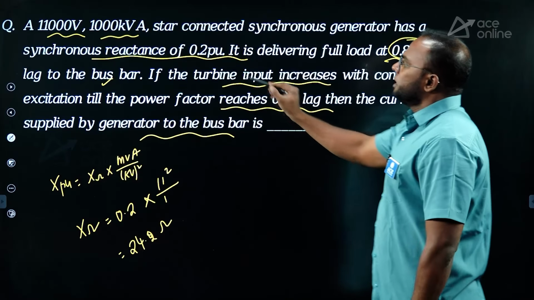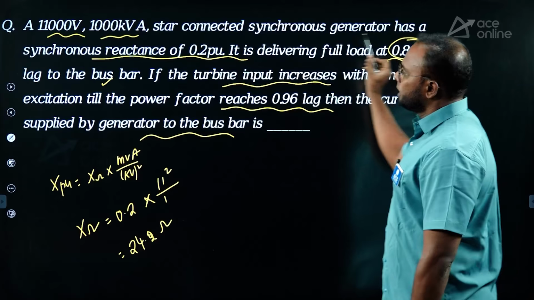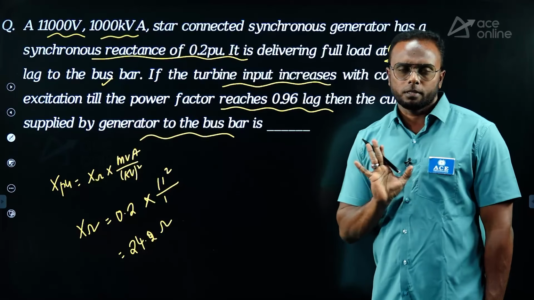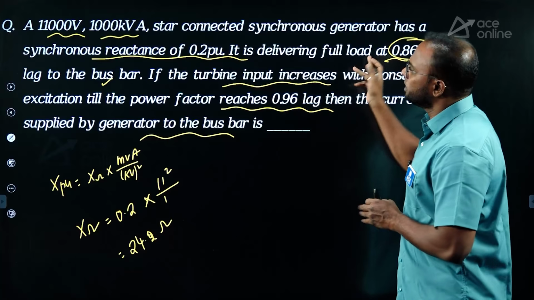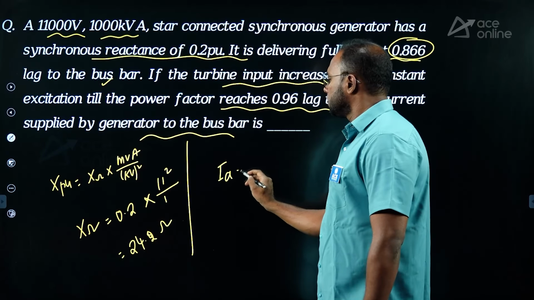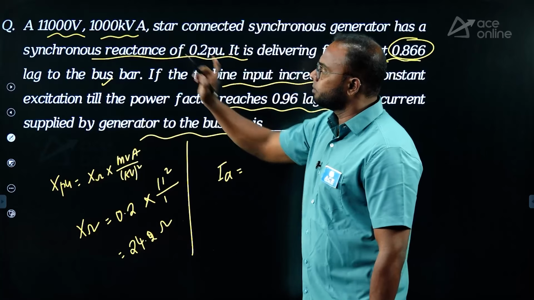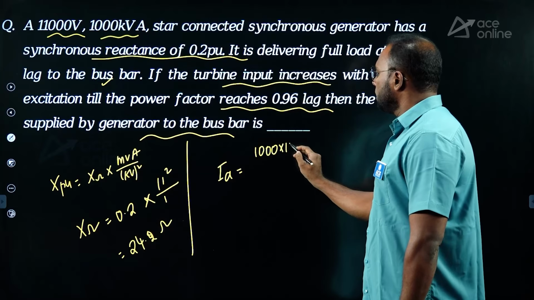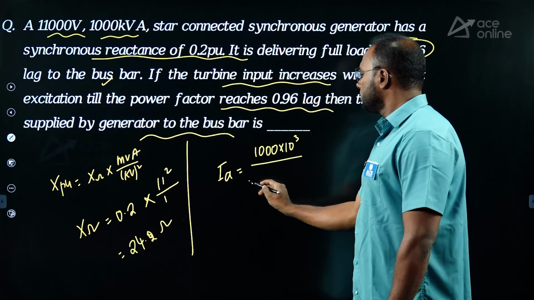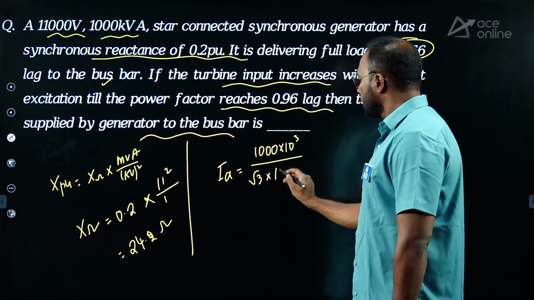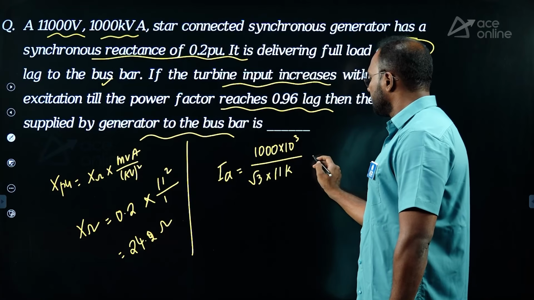Next, see the question. The star connected synchronous generator has the reactance, and it is delivering full load at 0.866 lagging to the bus bar. Full load means, how do we find the full load current? Calculate the full load current. First, IA full load equals kVA rating divided by voltage: 1000 into 10 cube divided by root 3 into the line value, 11 kV. Calculate this.